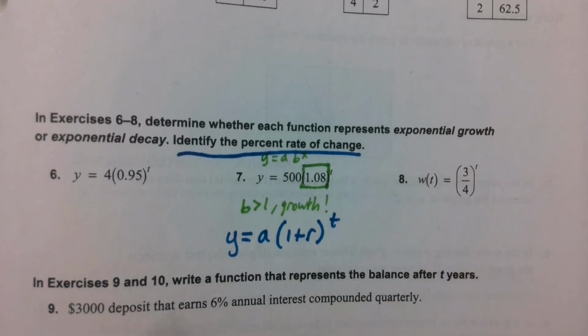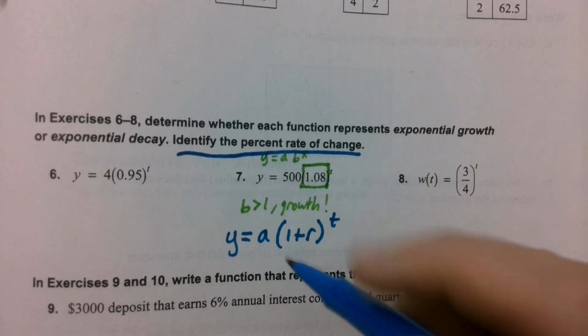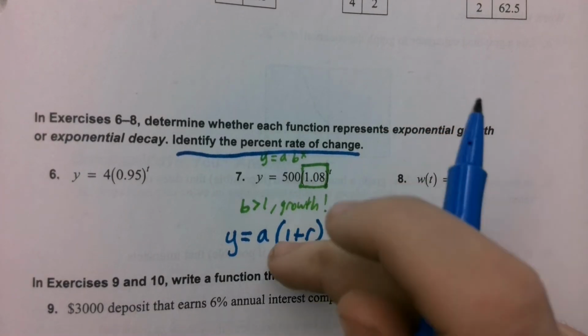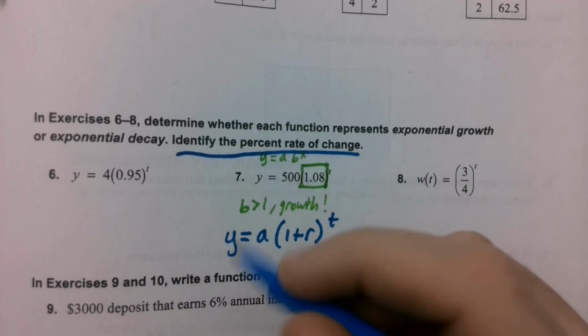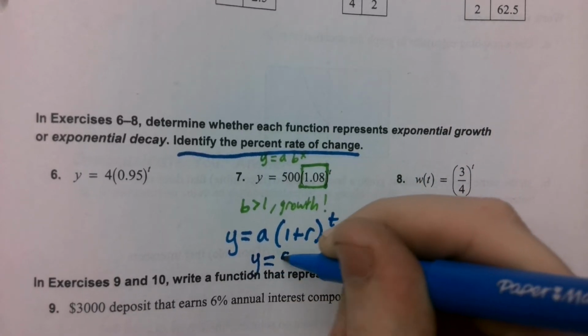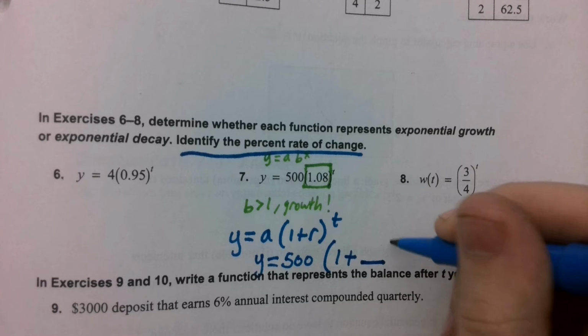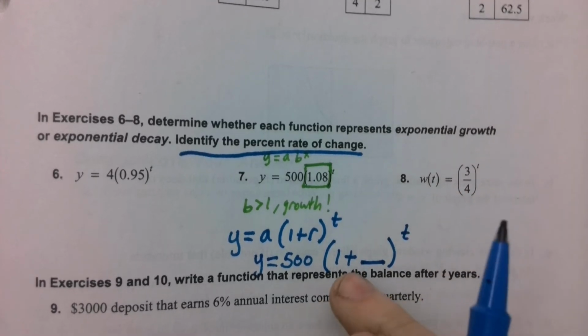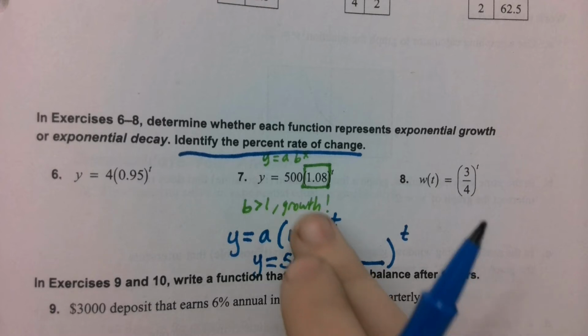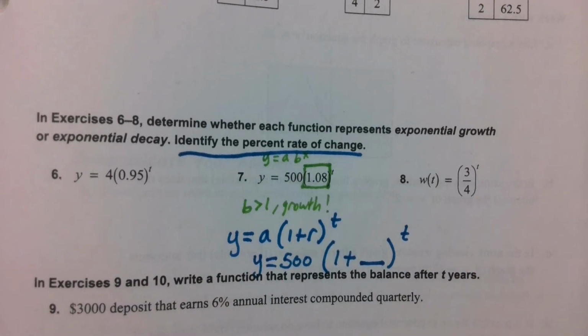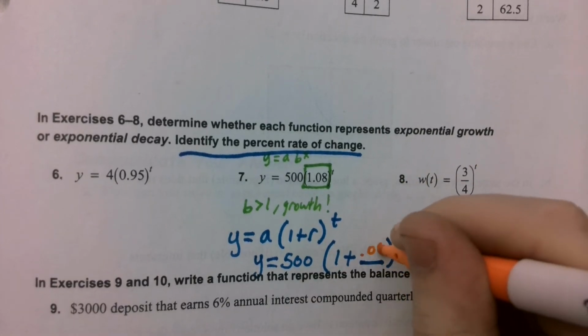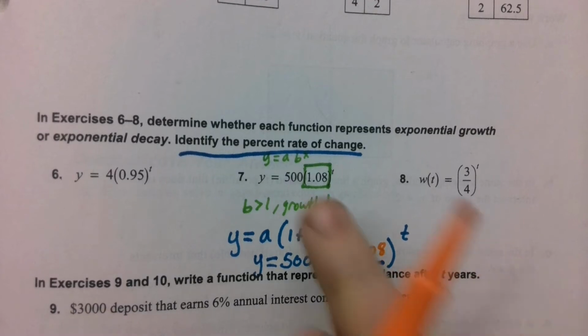Uh-oh, we're not given a 1 plus something in here. This is where you need to dissect your growth factor. If your growth factor is 1.08, you have to ask yourself how much that's really growing by. 1.08, we can rewrite in terms of 1 plus something, right? In fact, if we rewrite our problem, y equals 500 times 1 plus something to the t power. What's that something that'll make 1 plus something 1.08? Well, it'd be 1 plus 0.08. 1 plus 0.08 is 1.08.